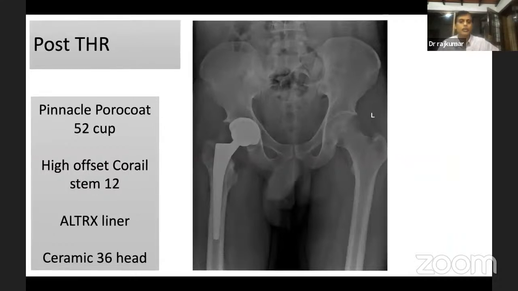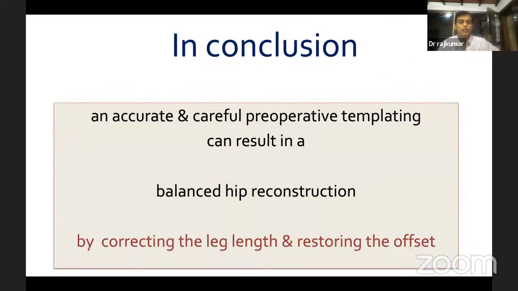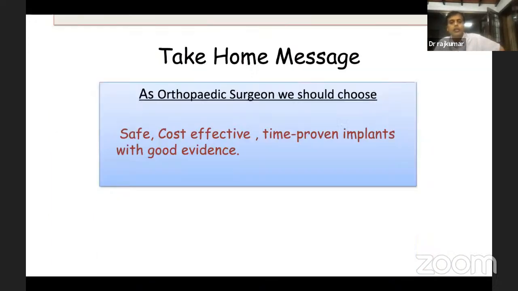Then finally underwent a primary hip replacement. So in conclusion, an accurate and careful preoperative template can result in a balanced hip reconstruction by correcting the length and restoring the offset.